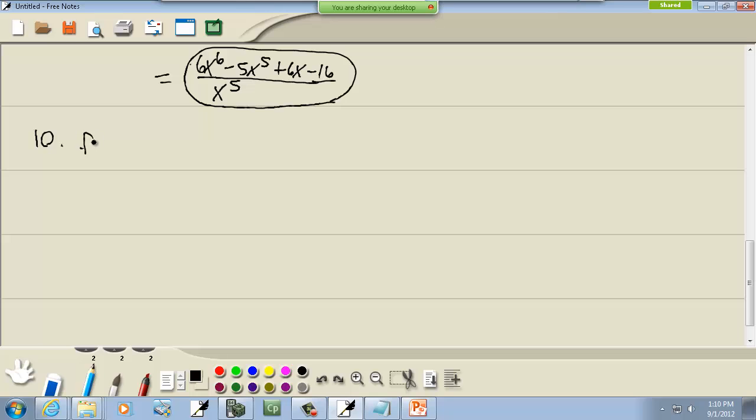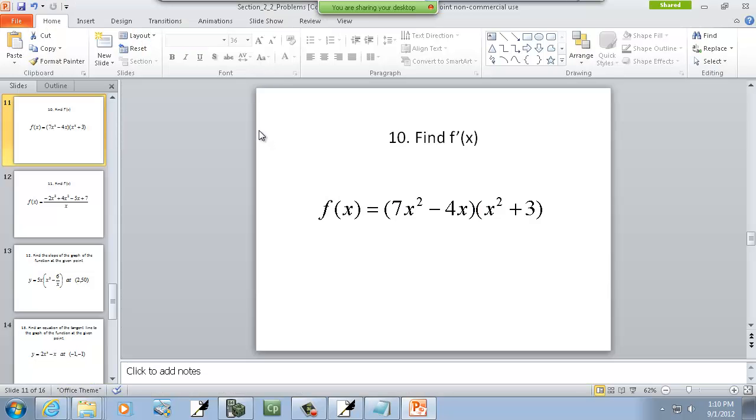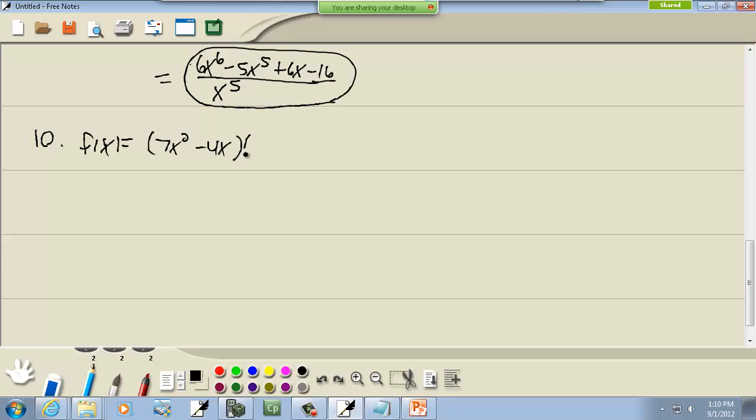Okay, so we got f of x is equal to 7x squared minus 4x times x squared plus 3. Well, we don't have any parentheses in our formula, and everything's x to a power or a number with an x. So what I'm going to do here is multiply everything together.